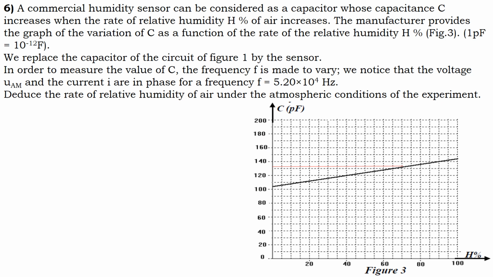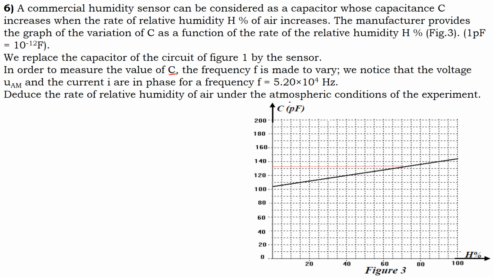A commercial humidity sensor can be considered as a capacitor whose capacitance C increases when the rate of relative humidity H% of air increases. So when the humidity increases, the capacitance should also increase. The manufacturer provides the graph of the variation of C as a function of the rate of relative humidity H% in figure 3. They gave the scale: 1 picofarad is 10 to the power of negative 12 farad. We replace the capacitor, so we remove the capacitor from the circuit in figure 1 and we put the sensor.